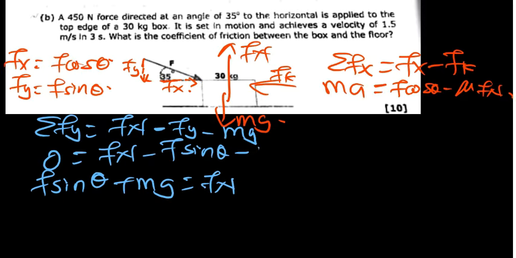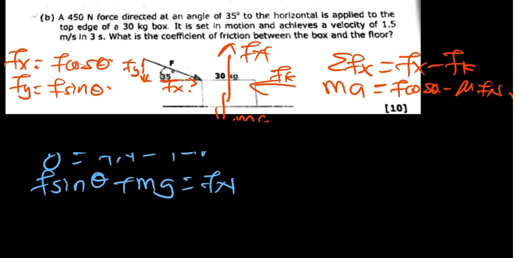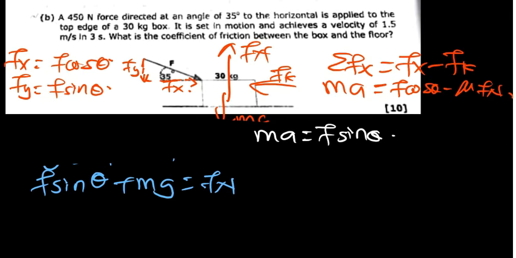I no longer need this. You now get rid of this. So what I'm going to have now is mass times acceleration is going to be equal to f sin theta minus mu open brackets f sin theta plus mg.